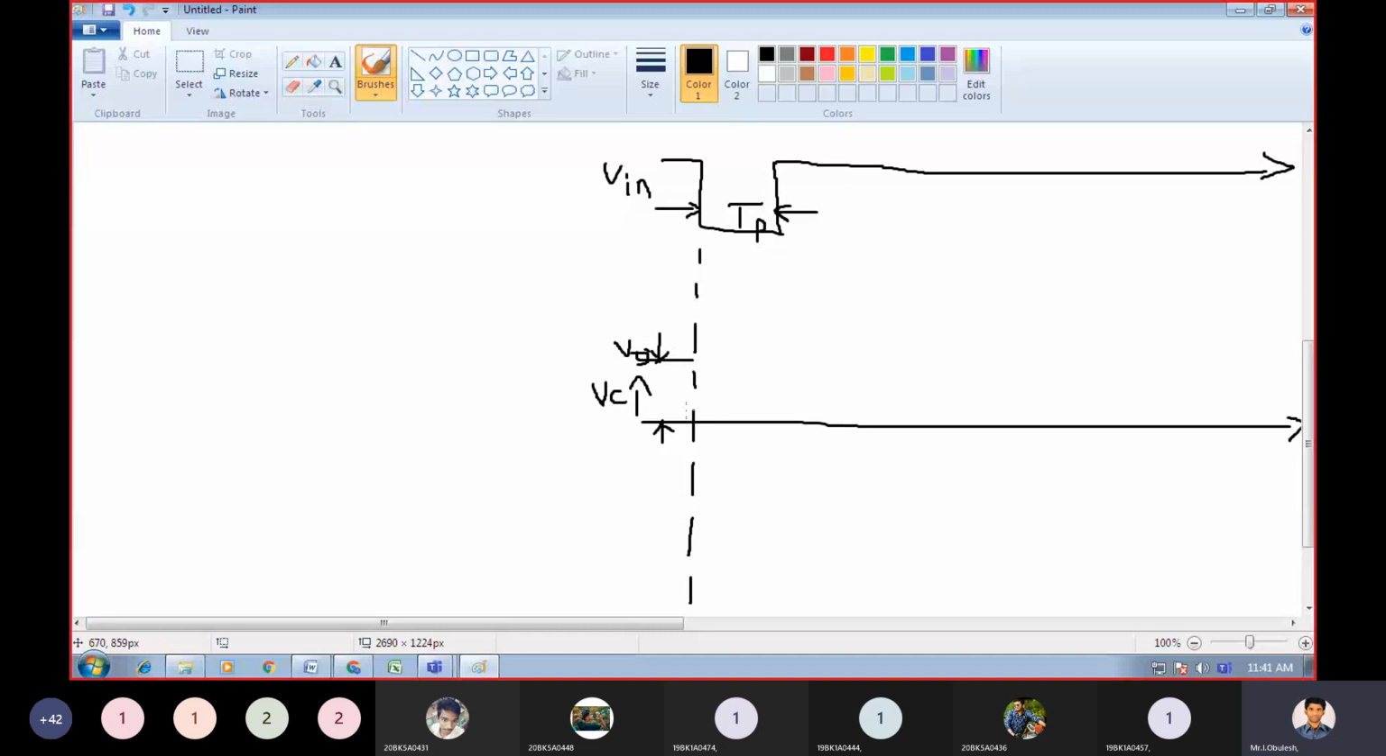Discharging. VD means discharging, VC means charging. You need to take this also, like this, discharging one. Assume that is the V discharge. This value will discharge up to this.